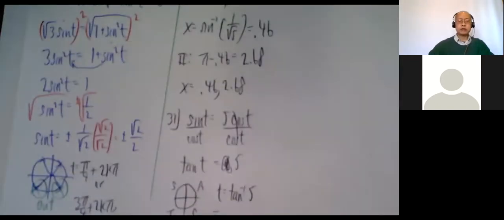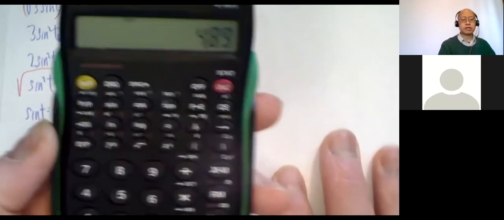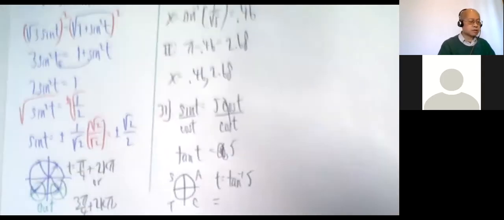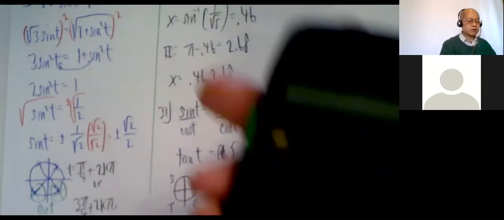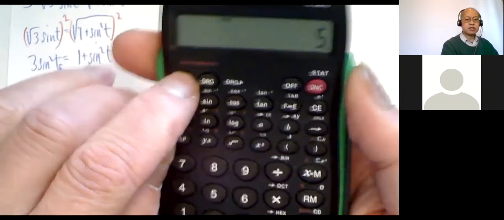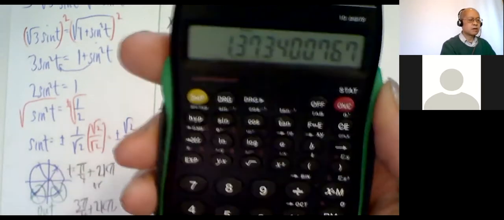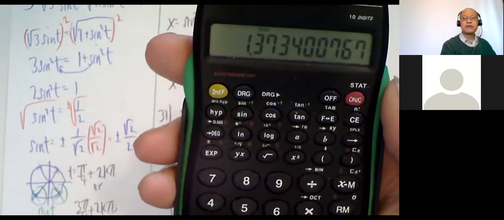Let me show it to you on the regular scientific calculator, because I know some of you just have the regular scientific calculator. So this one you have to go backwards, which is 5 inverse tangent. So I hit 5, second function inverse tangent, which is right over here. 1.37.